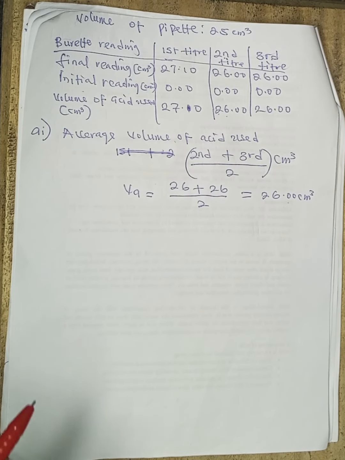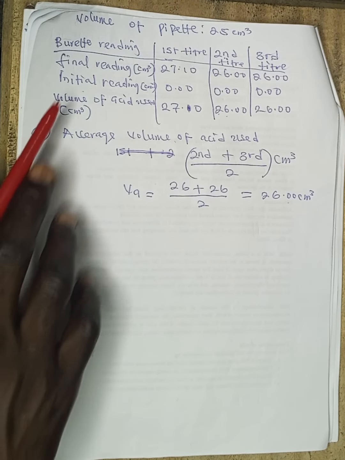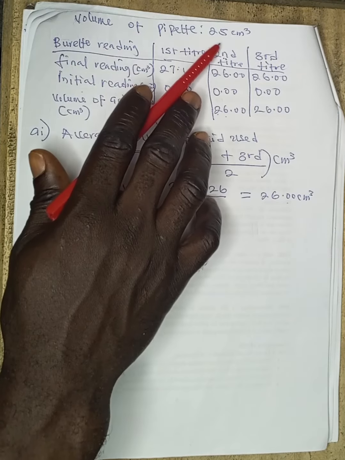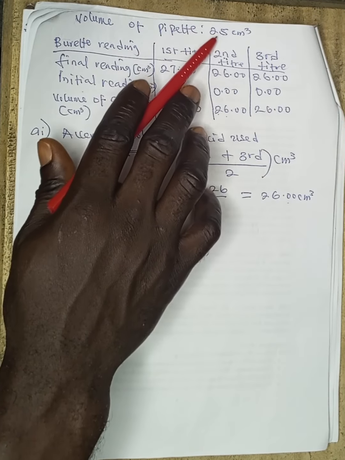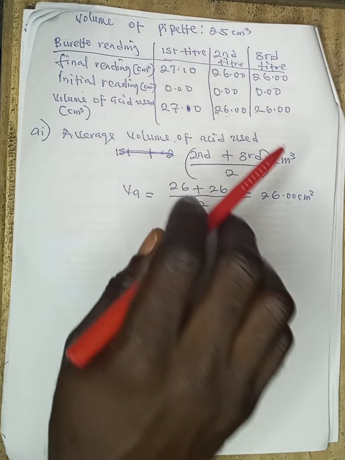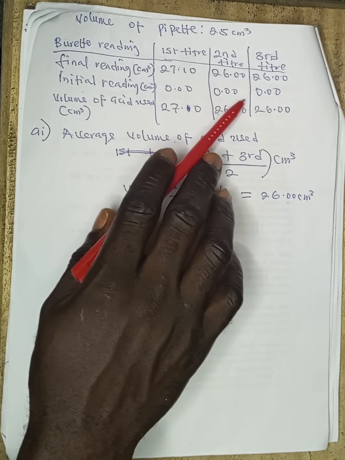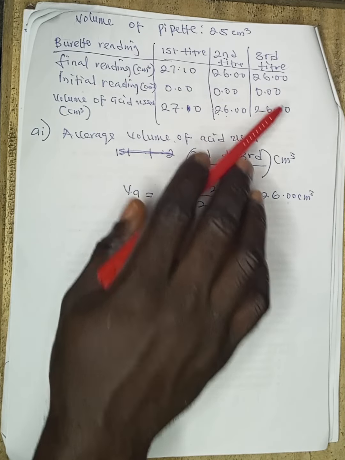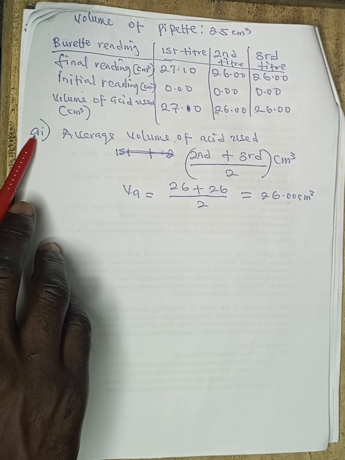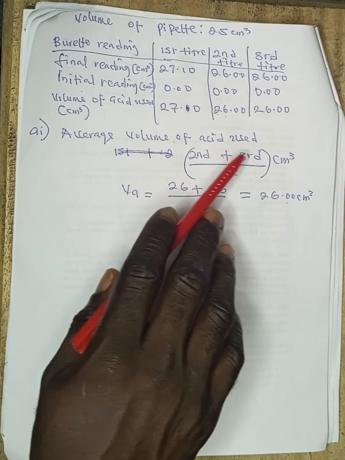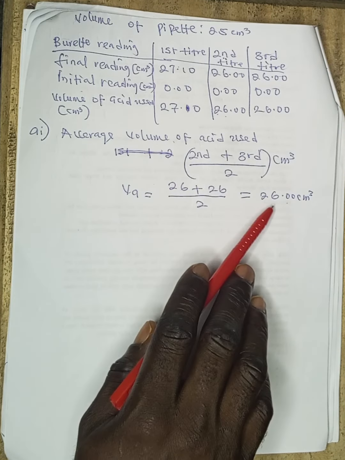Question one, you are asked A. You must state the volume of pipette. This question has 2 marks. This is your table, and you must put your table in this order. The decimal place must be 2 decimal places. At the end, calculate the average volume of acid used. This is the average volume of acid.